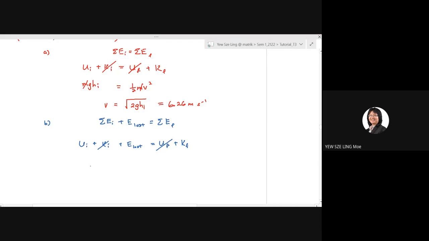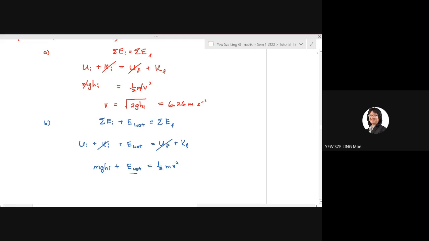So next, what are we going to do? We want to expand the equations. So mgh initial plus energy loss equals 1 over 2 mv squared. Aha, now this one you can no longer cancel out the m. Why? Because now you have an E loss here, and E loss doesn't come with m.